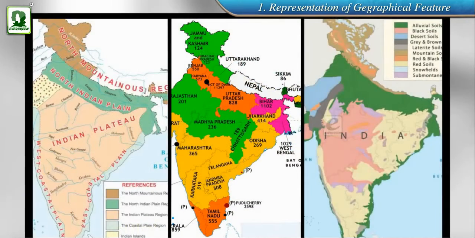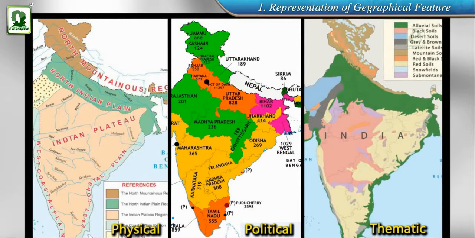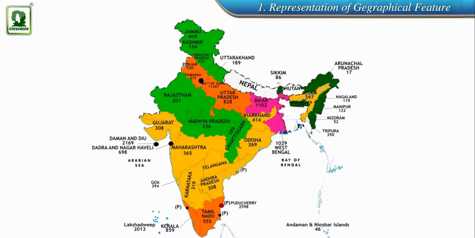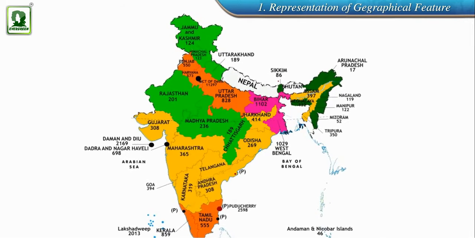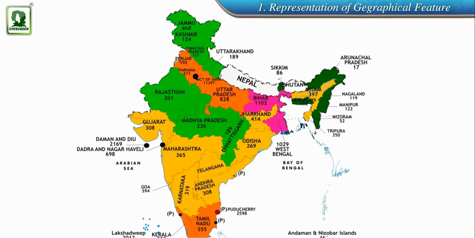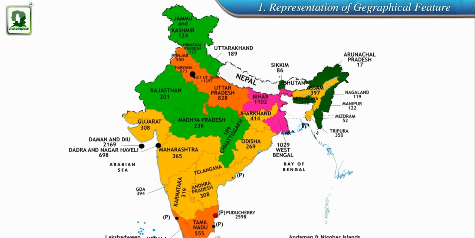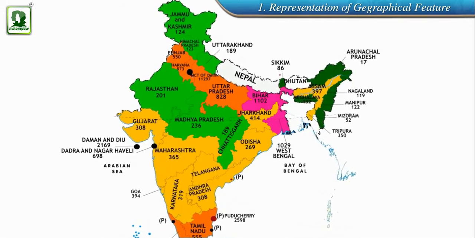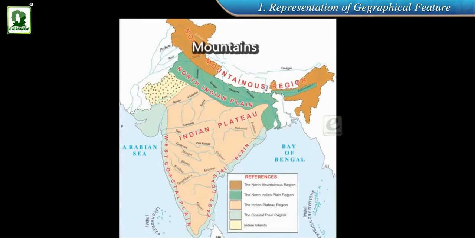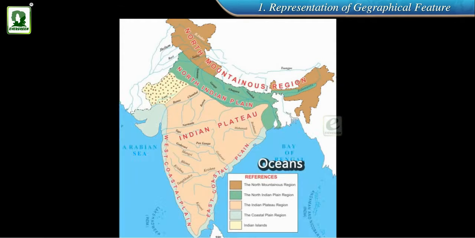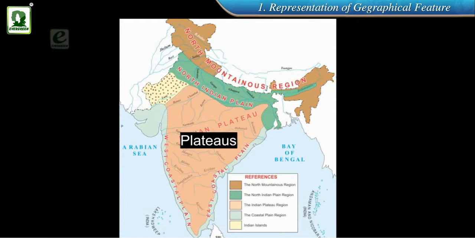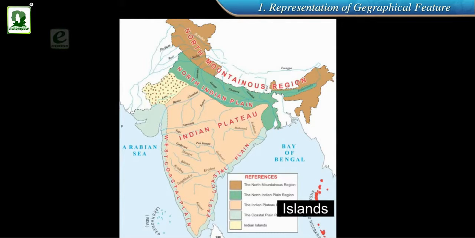The most basic categories of maps are physical, political, and thematic. Let's understand these more clearly. Political maps show political features of a country, that is, its states and capitals, the boundaries and the neighboring countries and states, etc. Some of the maps show physical features of a country, like mountains, oceans, plains, plateaus, islands, etc. These are known as physical maps.